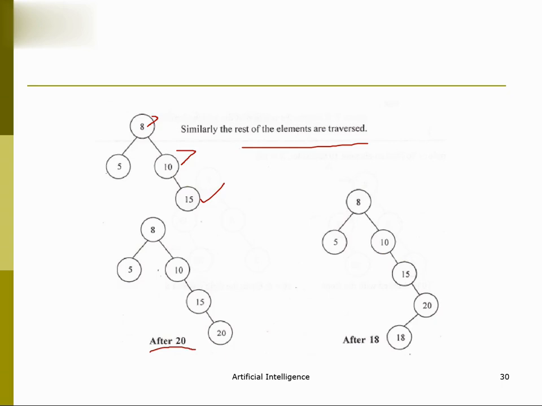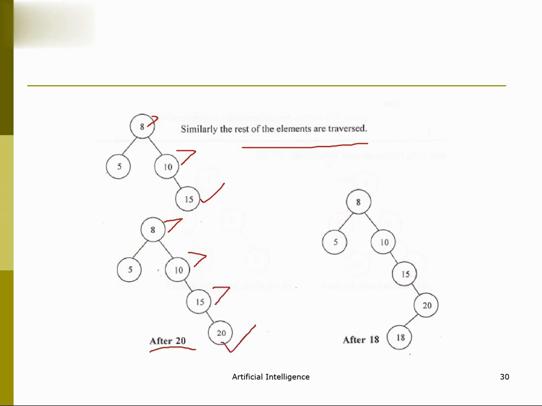That is, you compare 20 with the root. You find it is greater than the root. So it goes to the right. And still 20 is greater than 10. So still it goes to the right. And it is greater than 15. So it goes to the right and occupies this position.